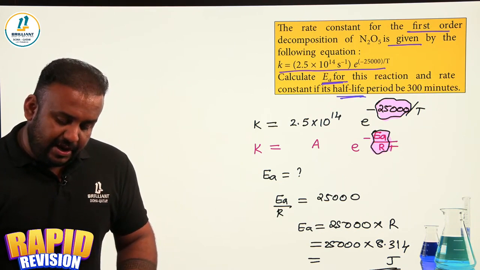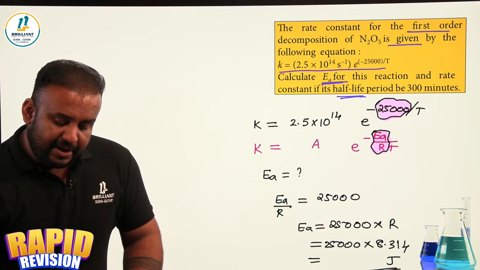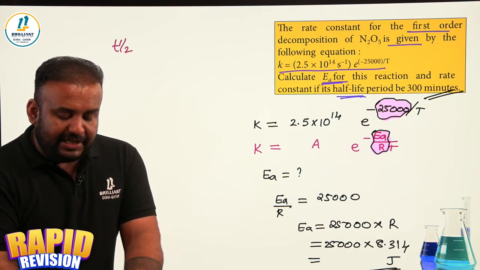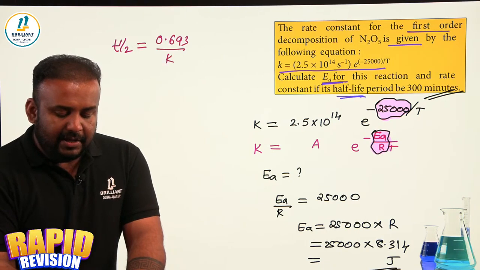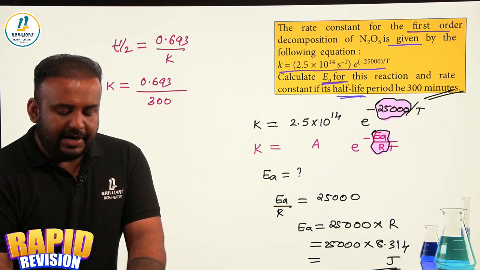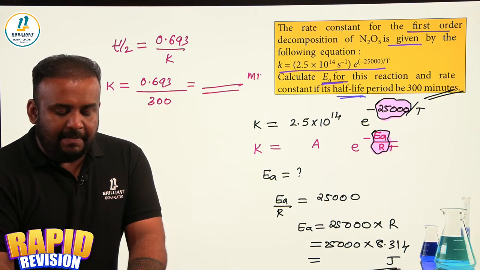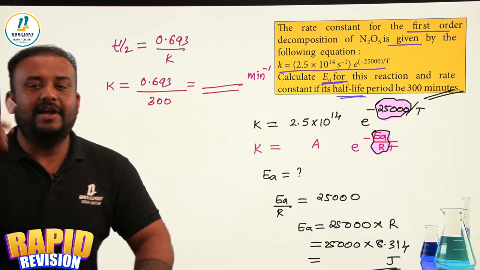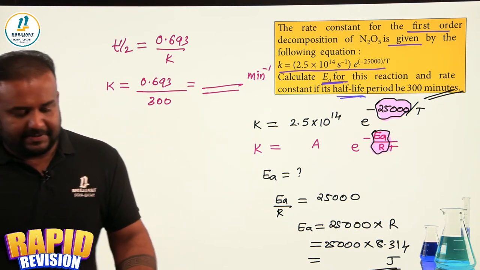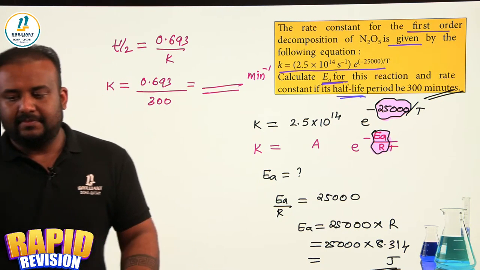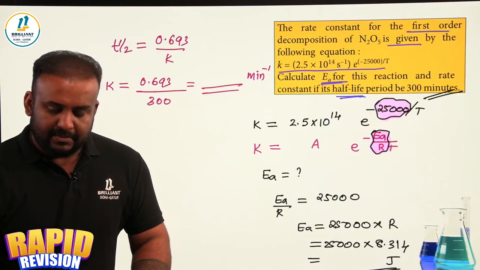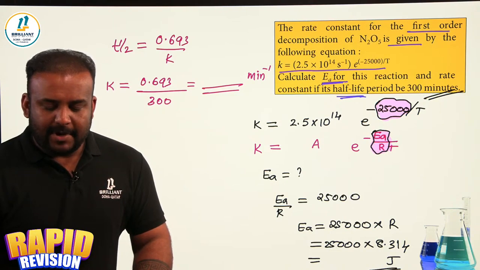And you need to find the half-life period. Okay, rate constant if its half-life is 300. Very easy. You know it's a first order reaction. T half is equal to 0.693 by K. So you can find the rate constant as 0.693 divided by 300. And your final answer will be in minute inverse because you have taken 300 minutes. Is that clear? Any doubts? Everybody understood this problem? Okay, great.